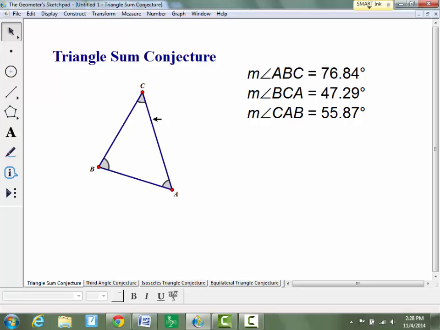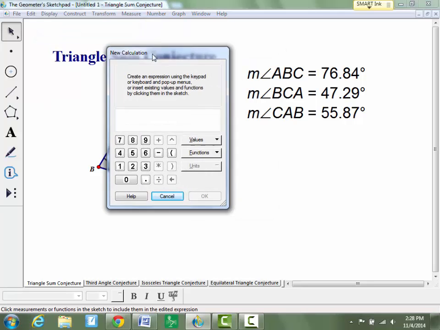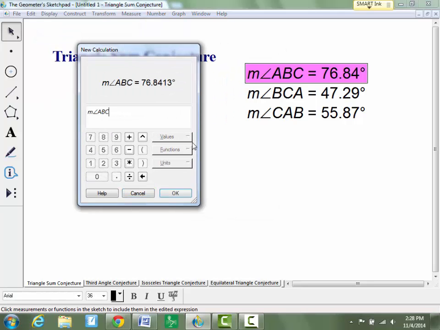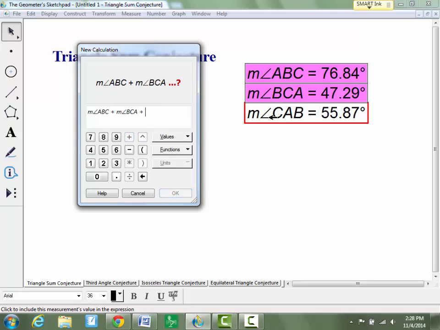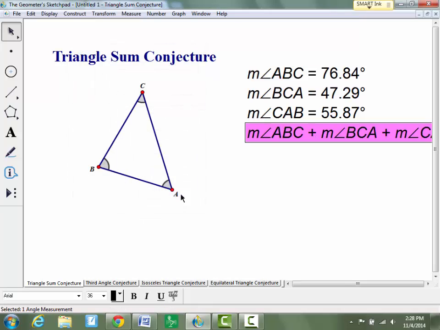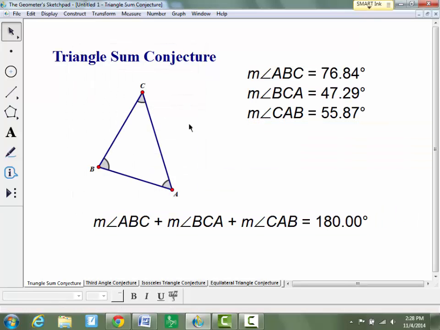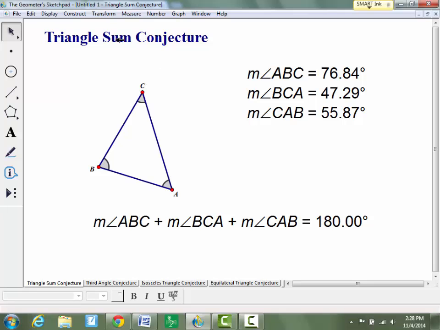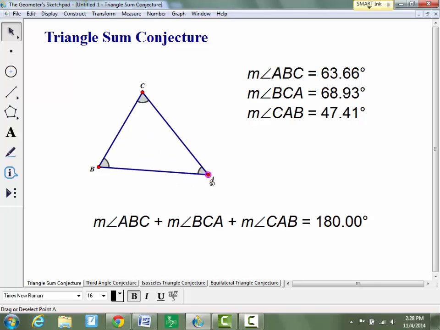Then you want to show the sum is equal to 180 degrees, so you go to number, calculate, and using the calculator you choose one at a time, and you're going to add those together. And that's it. So that is how you make the sketch for the triangle sum conjecture. No matter how this is moved here, you'll notice that the sum always equals 180 degrees.